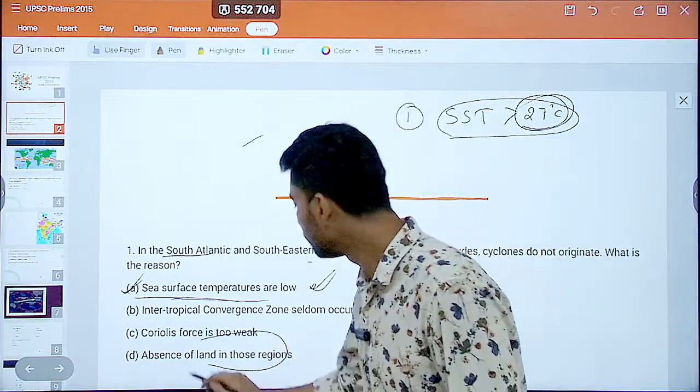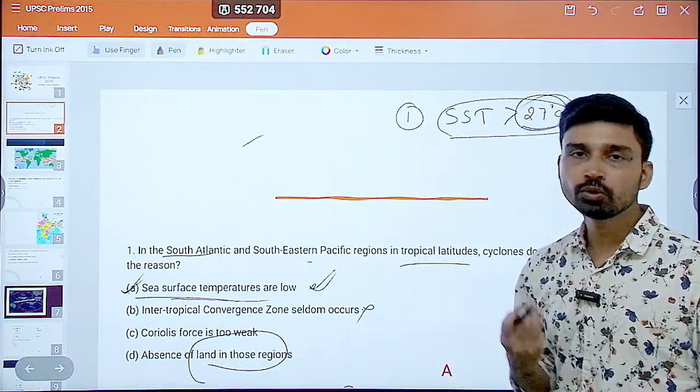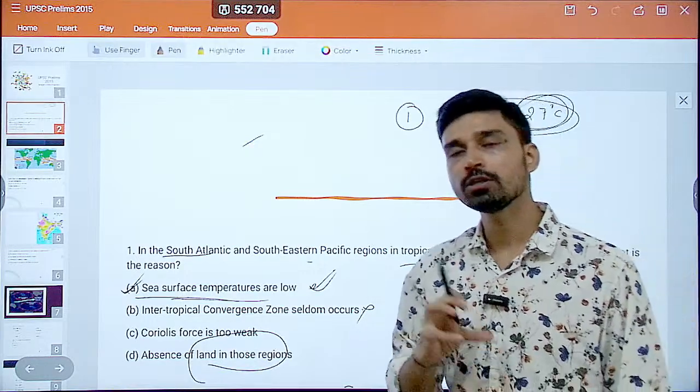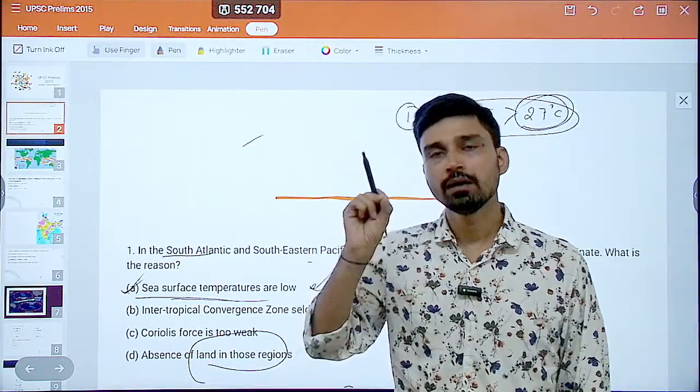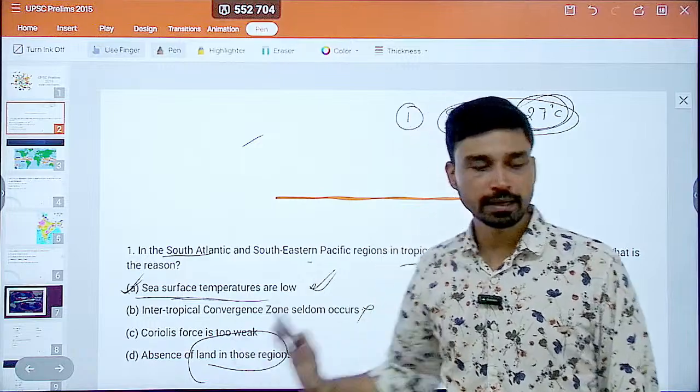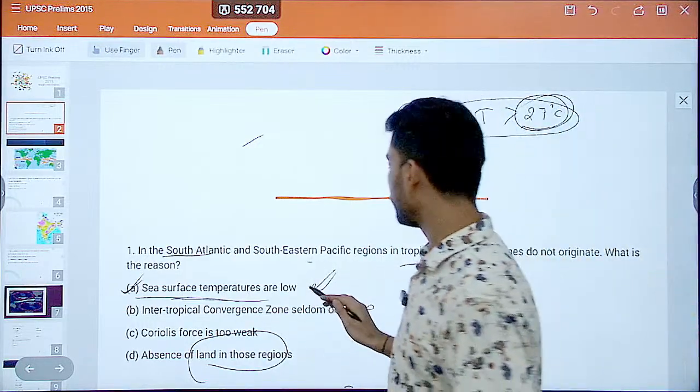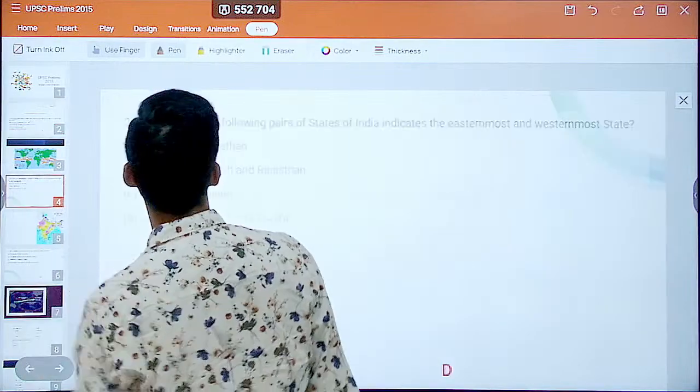Absence of land in those regions. There is land, though; we cannot say it is absent, because South America, part of Australia, Africa, they are extending into these regions as well. So, the correct option is A, the first one.